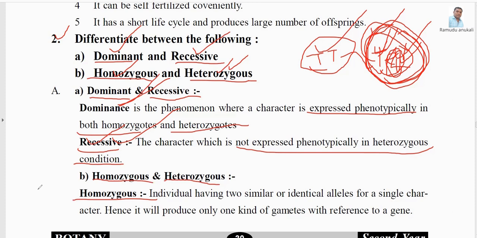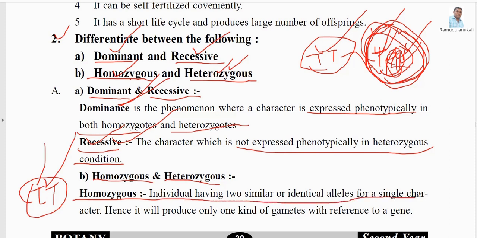Now I will draw very simple. Capital T, small t. Both genes are same and express the single characteristic, that is the plant being tall. If the capital T is there, it indicates that it is the tall plant. So both genes are dominant, capital T. This is called homozygous. Individuals having two similar or identical alleles for a single characteristic. Capital T are the alleles which express the one single characteristic, that is tall. Because both together express the same characteristic, it is called homozygosity.